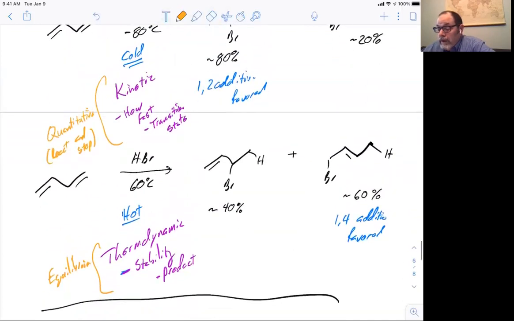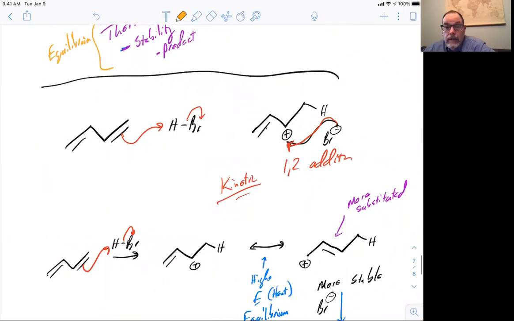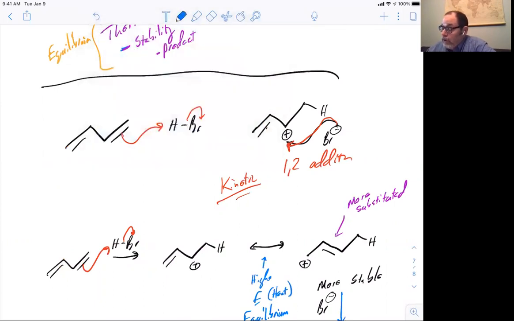So you'll see this idea of kinetic versus thermodynamic several more times this year. The thing to think about is that kinetic is what's going to happen fastest. In this case, a 1-2 addition is always going to be the kinetic product because the bromine is close to that. So this really has to do with spatial arrangement. 1-2 is the kinetic product because of the proximity.